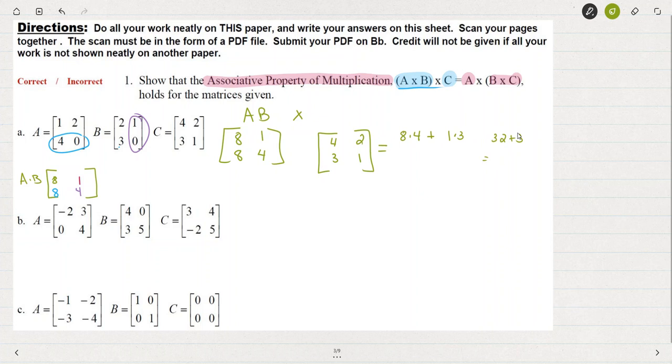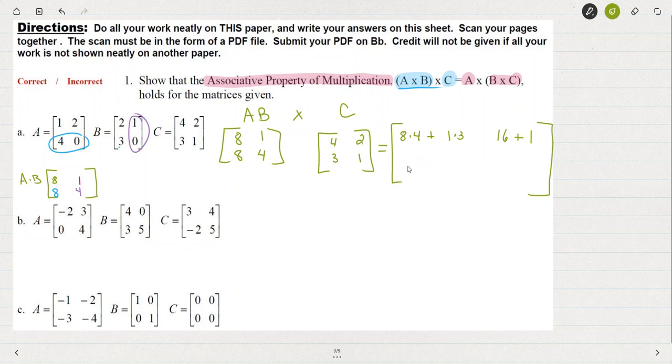And then row 1 from AB, times column 2 from C would yield, I've run out of space here, so let me erase this part here. So we'd have 8 times 2 is 16. 1 times 1 is 1. So that's row 1 from AB. Column 2, that was column 2 from C. And that gave us a 16 plus 1, or 17.